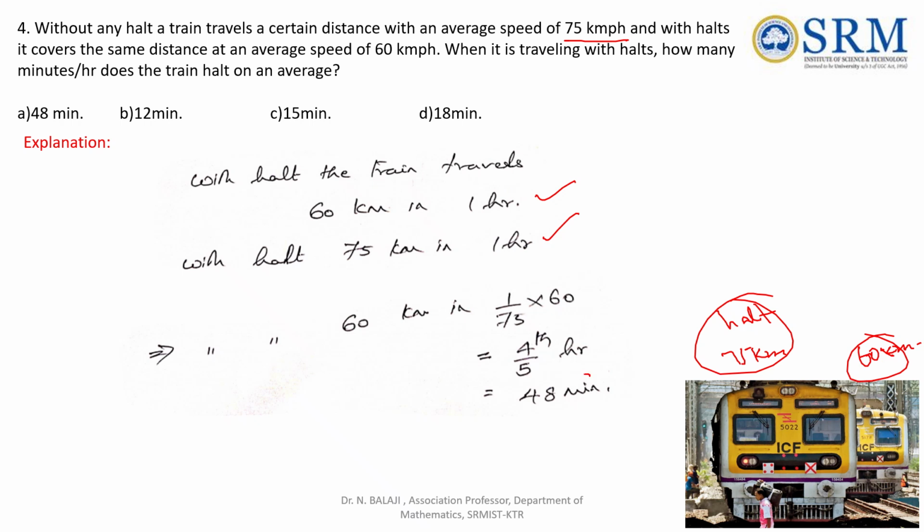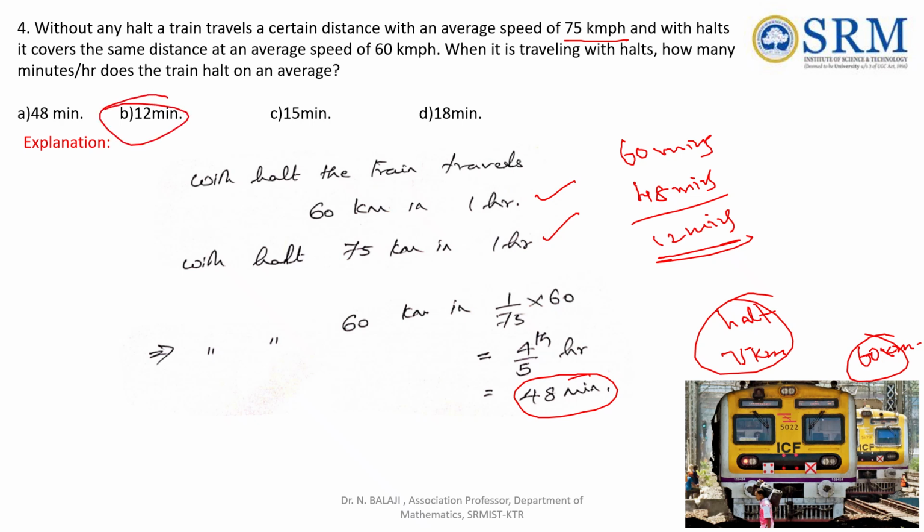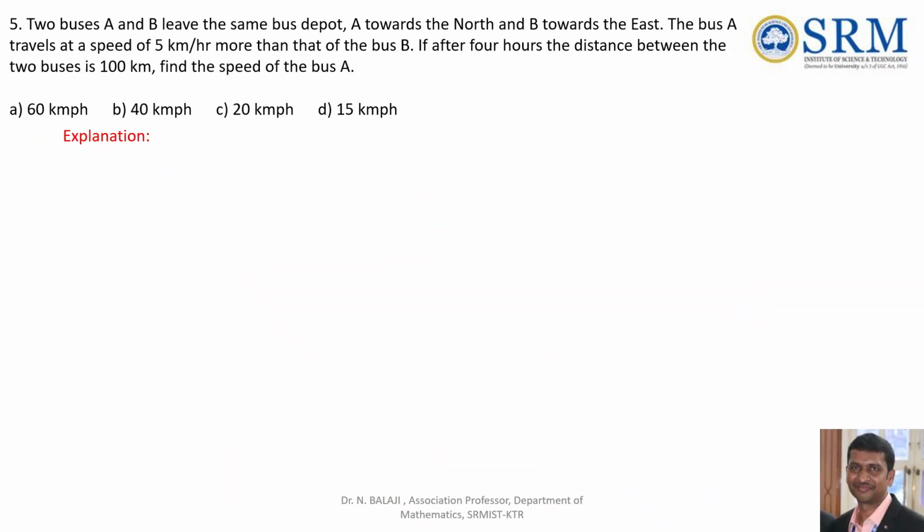For 75 kilometers we can calculate 4/5 of an hour, so you get 48 minutes. Out of a total of 60 minutes, the speed train took 48 minutes to travel. So the remaining 12 minutes is left. That is the halting time of that train. This 12 minutes is the halting time. Now 60 minus 48, right.